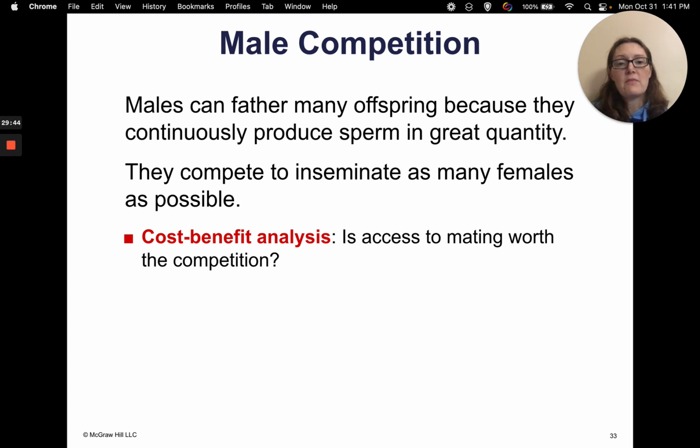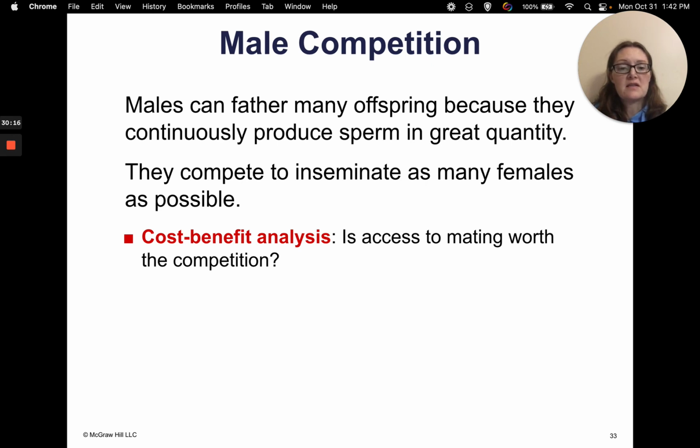Males can father many offspring because they continuously produce sperm in great quantities. They compete to inseminate as many females as possible, and so they will fight for the attentions of the female, and the females may end up mating with more than one male. Sometimes they can be inseminated by different males, and they can carry offspring from more than one male.